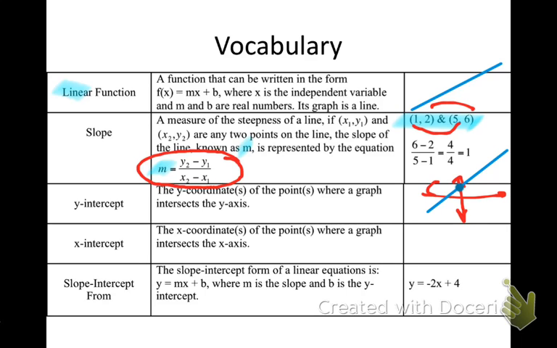x-intercept, the x-coordinate of the point where a graph intersects the x-axis. So again, if I have my coordinate grid there, and I throw up a similar line, my x-intercept is where it crosses the x-axis. Okay, y-intercept is crossing the y-axis, x-intercept is crossing the x-axis. And then we have slope-intercept form. This is what you'll have to know as well. Slope-intercept form is y equals mx plus b.